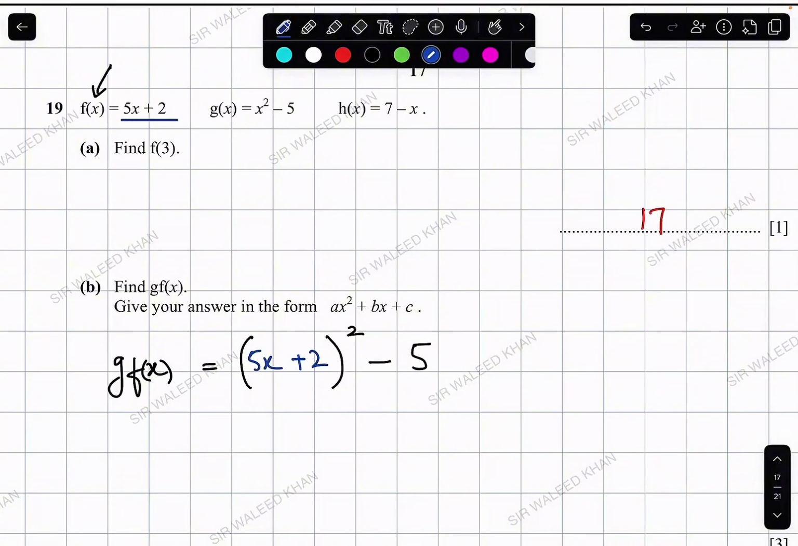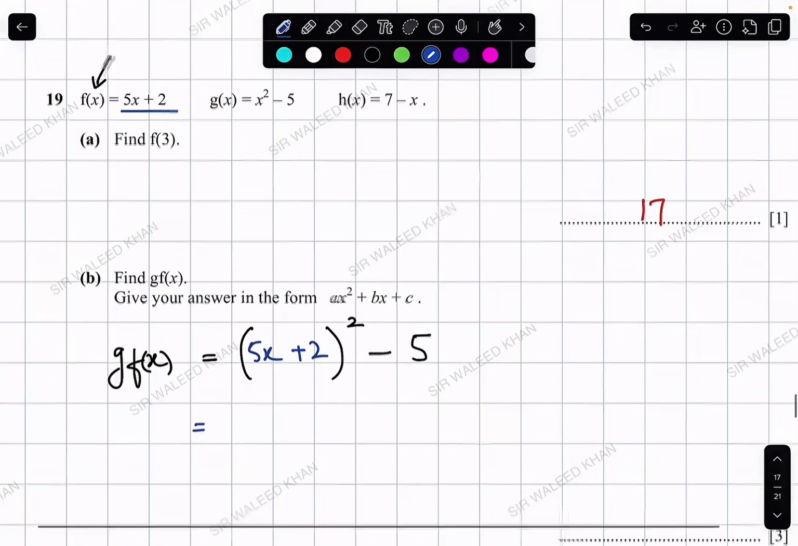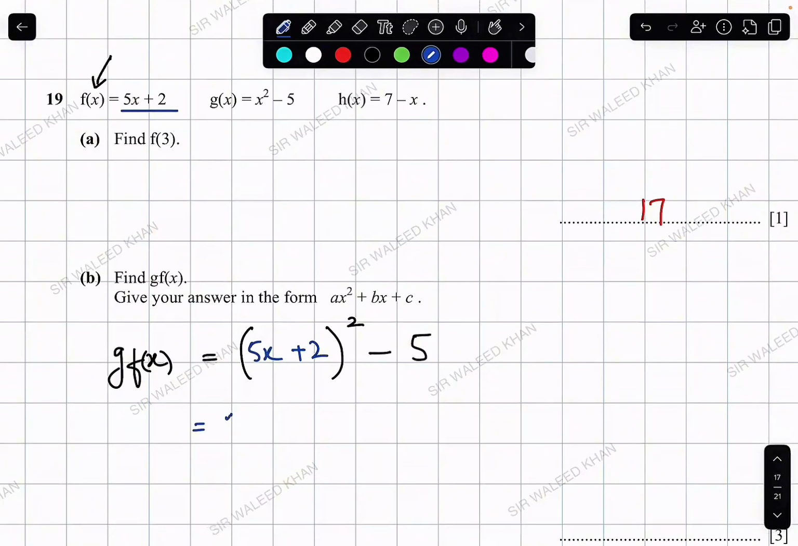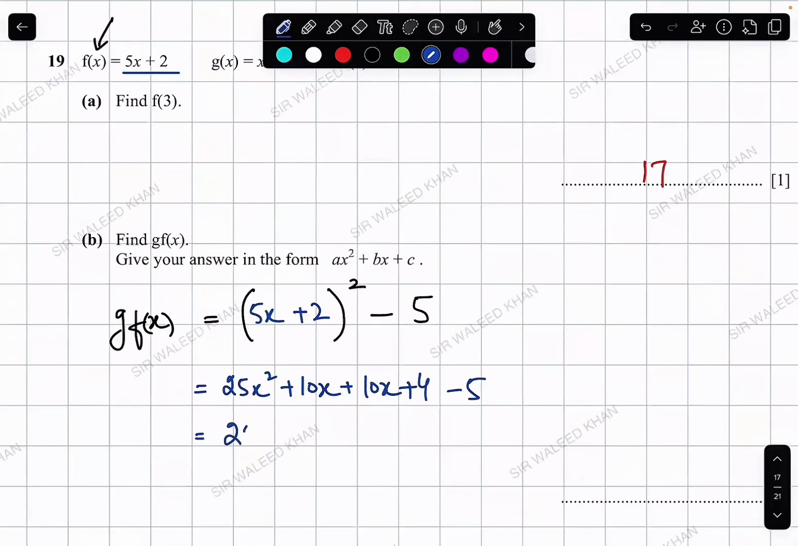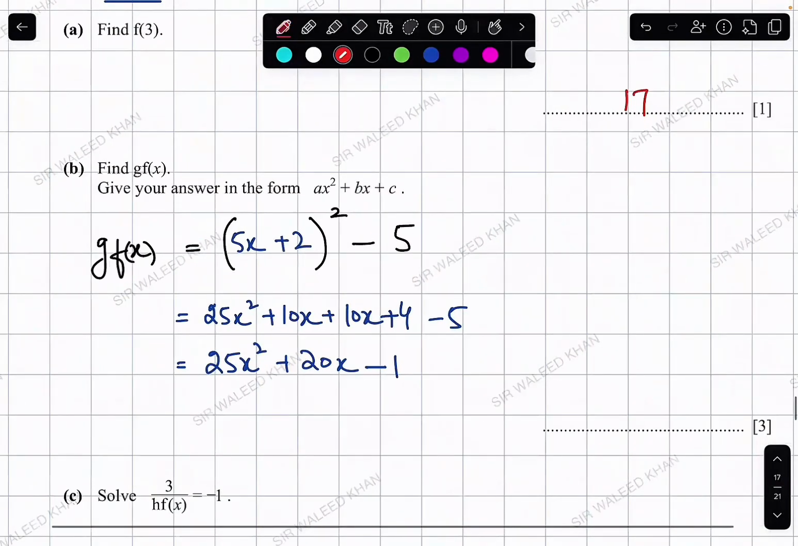So we have 25x squared plus 10x plus 10x plus 4 minus 5. We have 25x squared plus 20x plus, sorry, minus 1. That's your answer in that form.